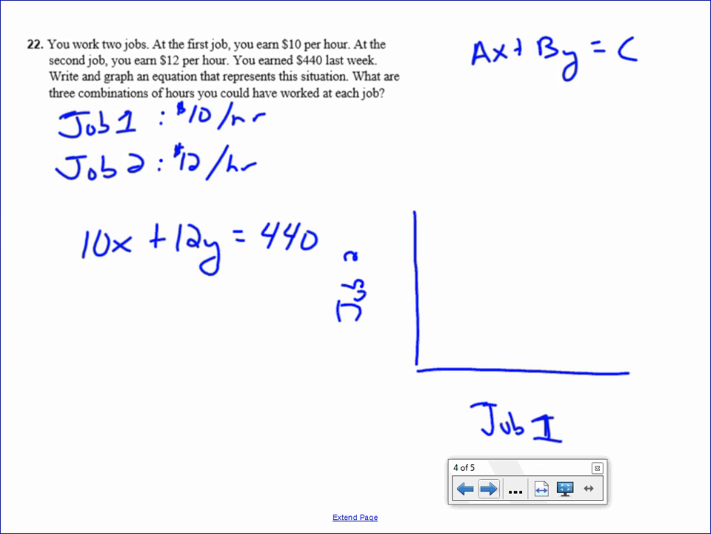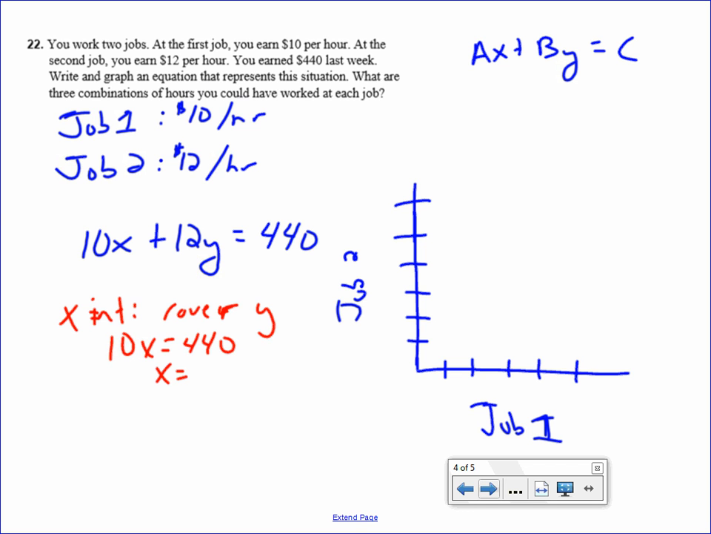In order to graph something in standard form, this is typically where we'd use that cover-up method or our x-intercept method. So if I want to find an x-intercept, we'd cover up the y's, and you'd have the equation 10x equals 440, which means x would be 44. So 44 what? 44 hours at job 1.